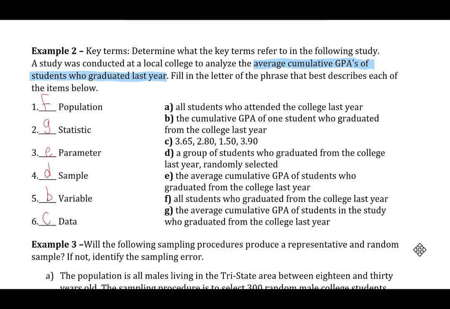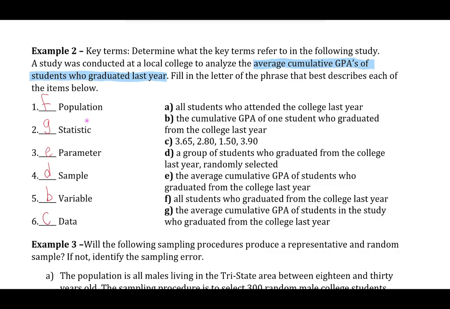At the end of the first video, I asked you to read through Example 2 and Example 3 on your own before continuing with this next example. Hopefully you've done that. Example 2 says to determine what the key terms refer to in the following study. The study was conducted at a local college to analyze the average cumulative GPAs of students who graduated last year. Fill in the letter or phrase that best describes each of the items below.